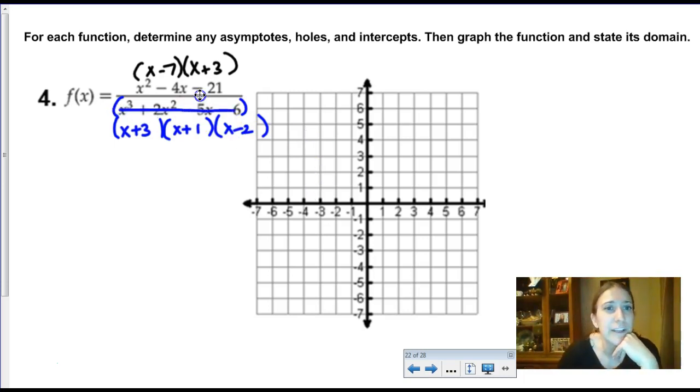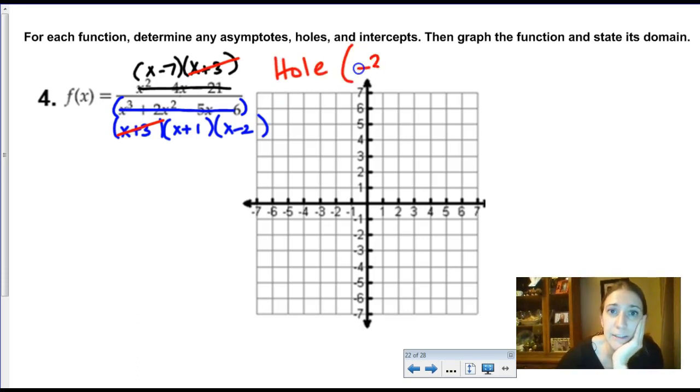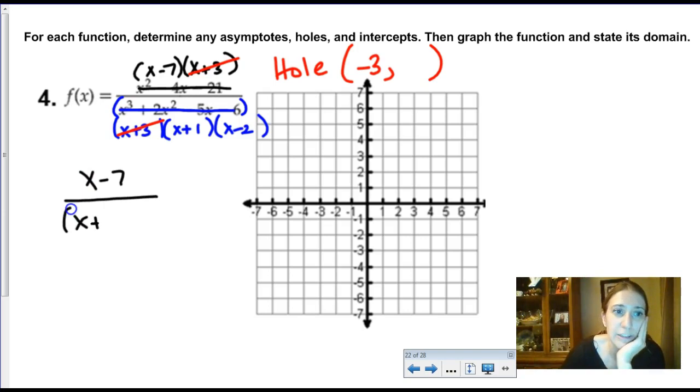Alright, so forget that function piece, forget this function piece. Let's look at the components here. Anybody here removable? Oh, yes, right here. The x plus 3s are removable discontinuities, which means that we have a hole at x equals -3. That's the solution to that factor. But in order to determine the rest of the hole's location, you're going to take -3 and plug it back into the remaining function, which is x minus 7 over x plus 1 times x minus 2.